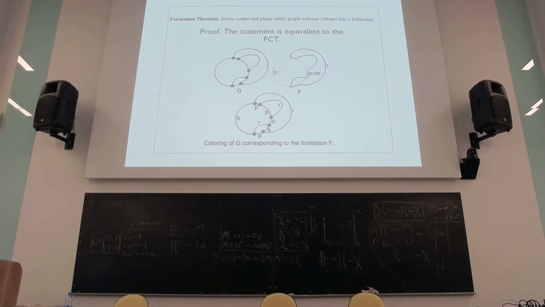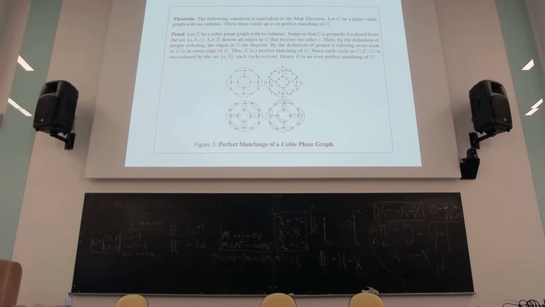Here's another slide with the same type of example. Here's a coloring of this graph, and then I take the circuits, and I find that these are the two circuits, a red circuit and a blue circuit. Okay. I need this as well.